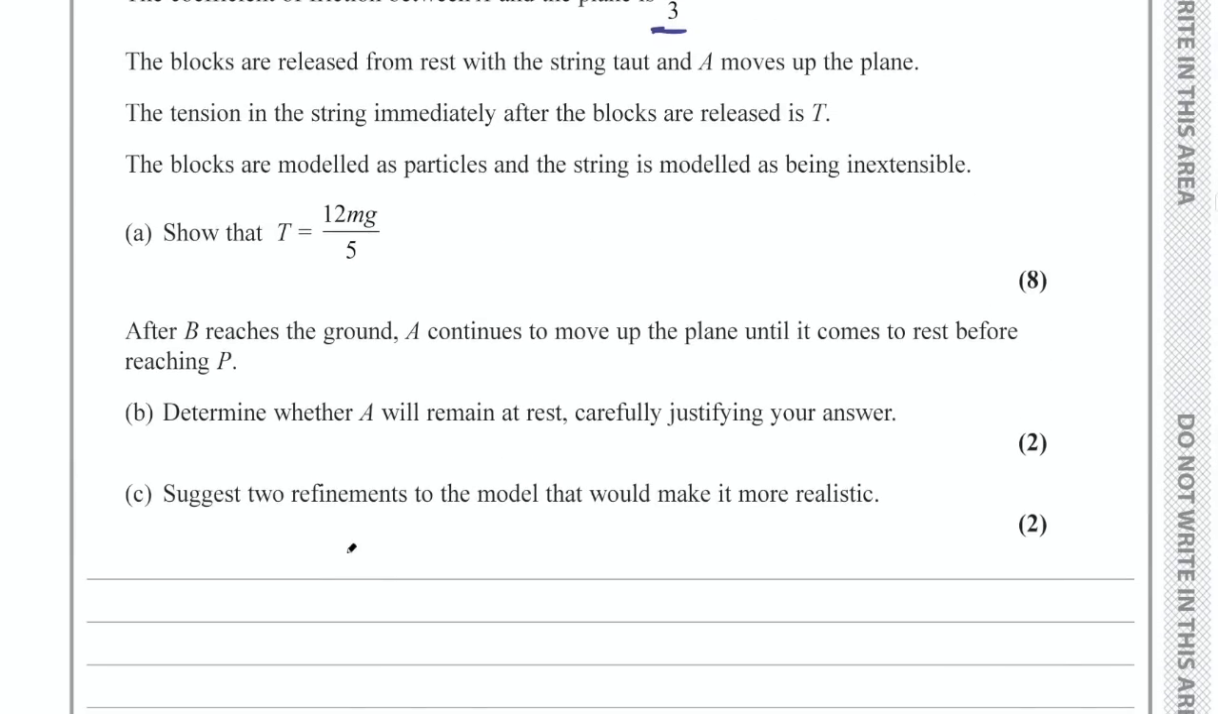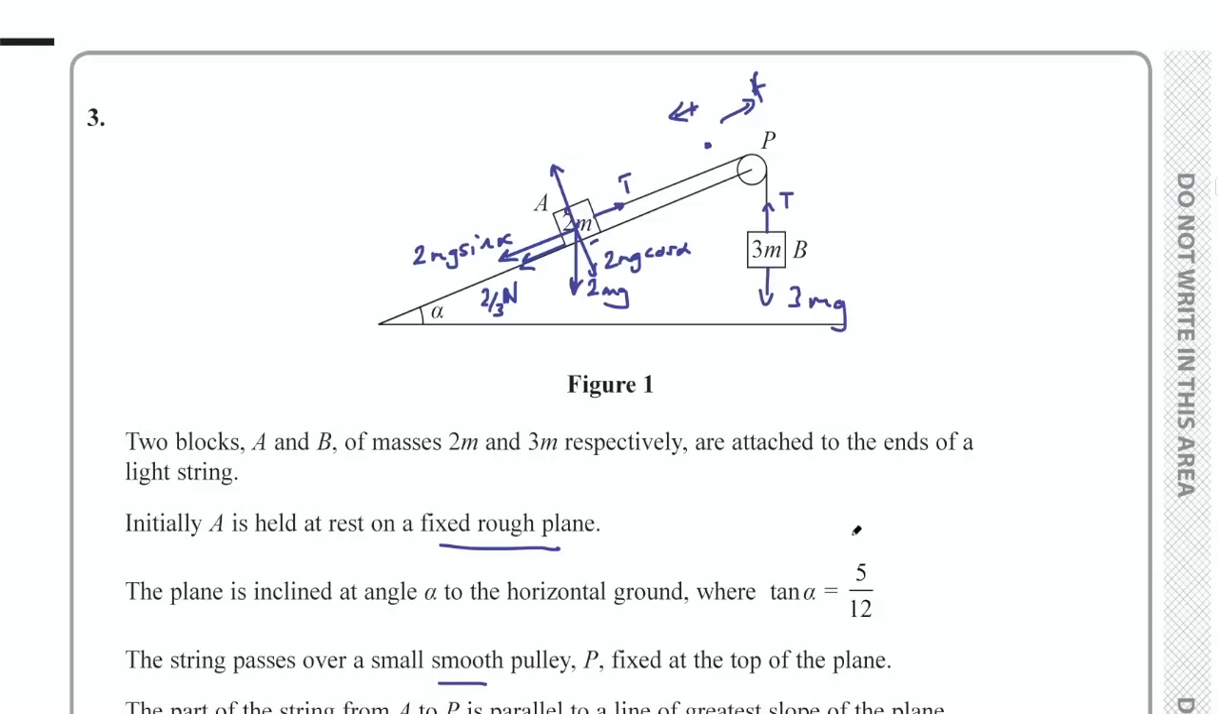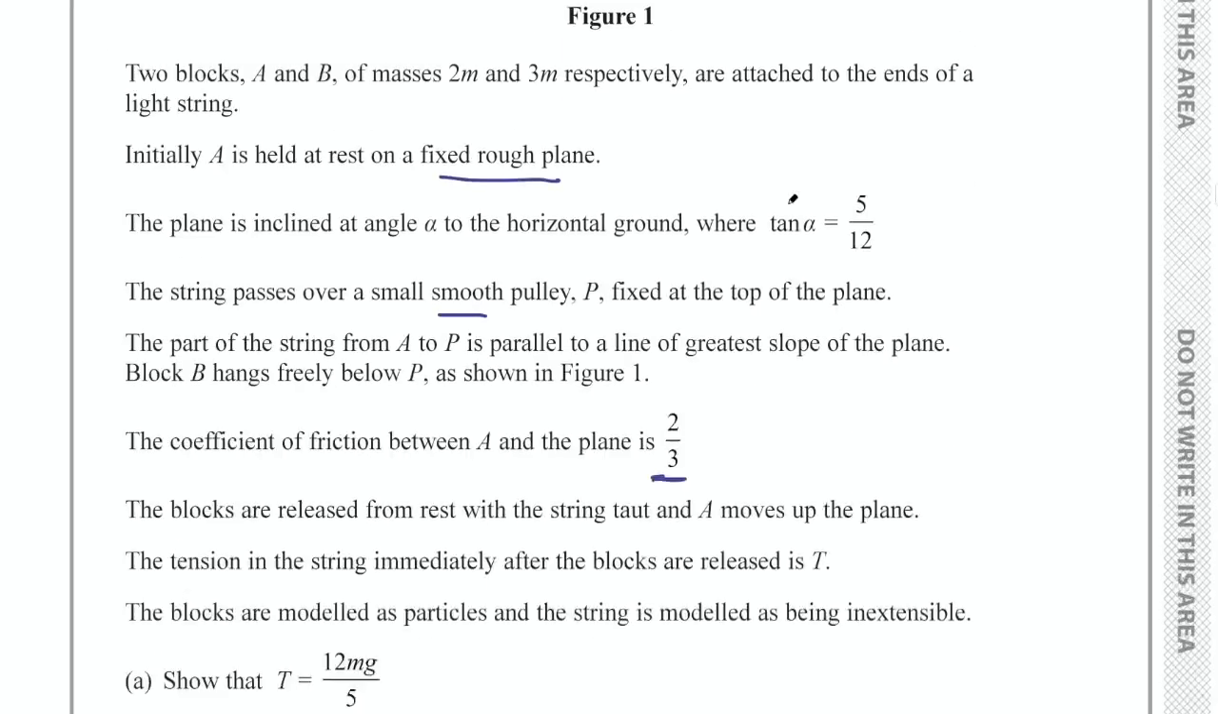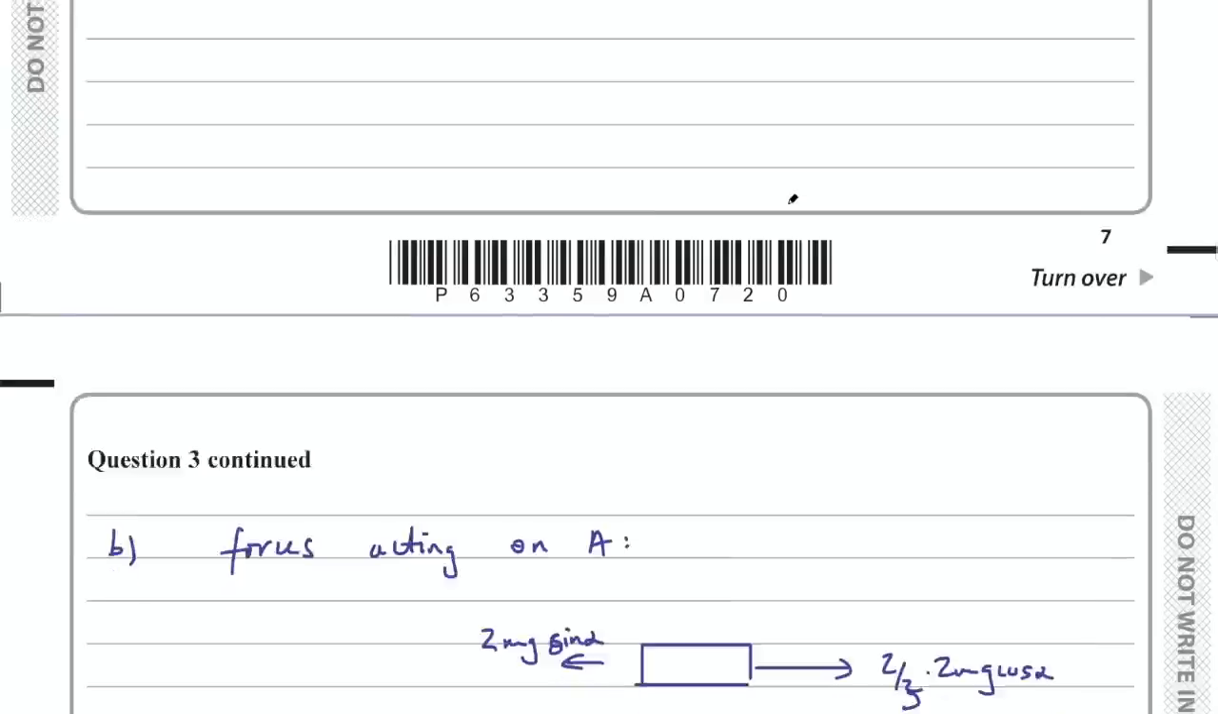Part C says suggest 2 refinements to the model that would make it more realistic. All right, what have we not considered? We have not considered friction around the pulley. They have not told us the sizes of the blocks, so therefore we're not considering air resistance. The weight of the string, we haven't considered that. There's quite a few things you could include in here to make it more realistic.